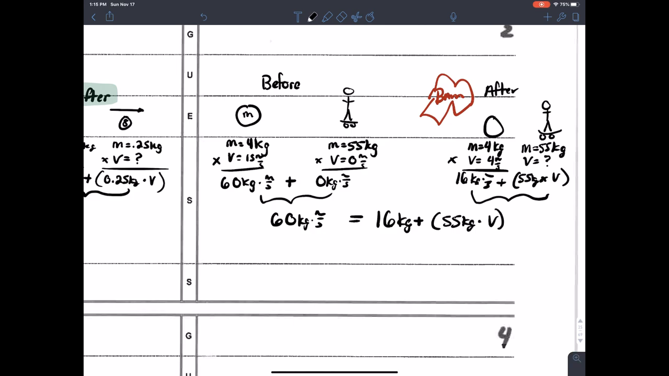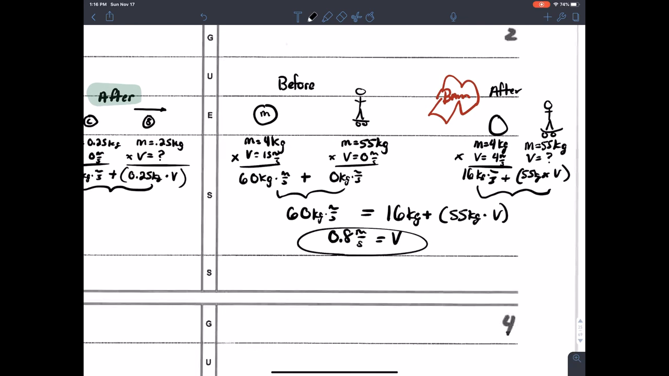So I need to subtract 16 from both sides. So 60 minus 16 is 44. And we'll have to divide both sides by the 55 kilograms. So the end velocity for this, the kid on the skateboard, is going to be moving at 0.8 meters per second, and that would have to be to the right because it's a positive value.